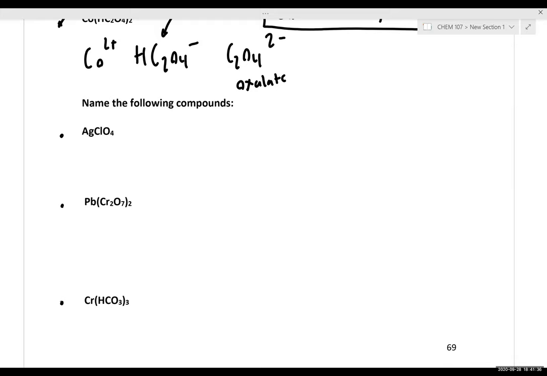Professor, what charge does lead usually take? Lead can adopt a range of charges. So you'd have to calculate the charge of lead using the charge of your component ions in the compound. Got it, thank you. Perfect.